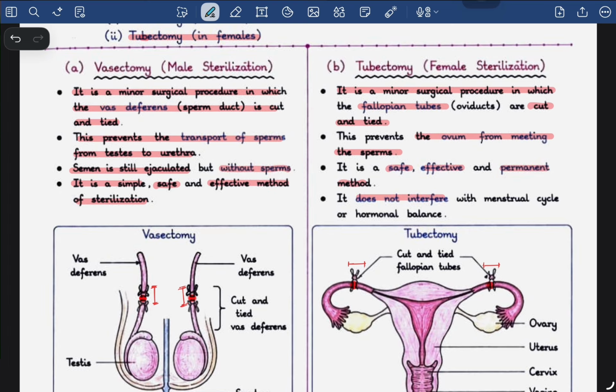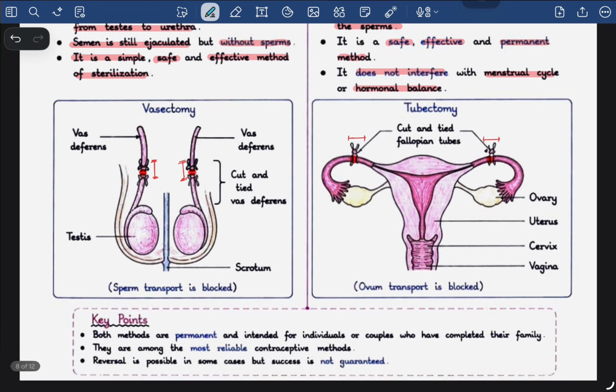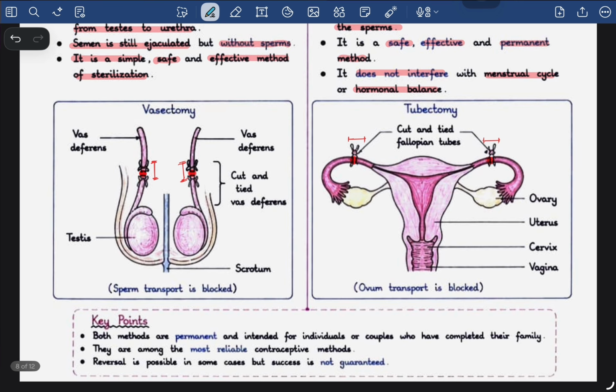It does not interfere with the menstrual cycle or cause any kind of hormonal imbalance. Both methods are permanent and intended for individuals or couples who have completed their family. Okay, so if a couple has completed their family, then in that case the doctor recommends, after their consent, that you can go for vasectomy or tubectomy to make sure that there is no further chance of any kind of pregnancy.